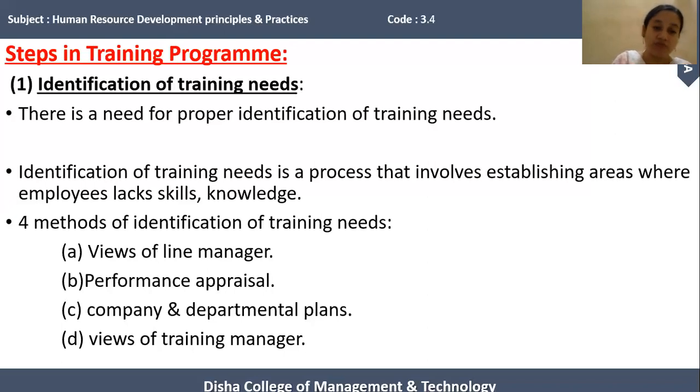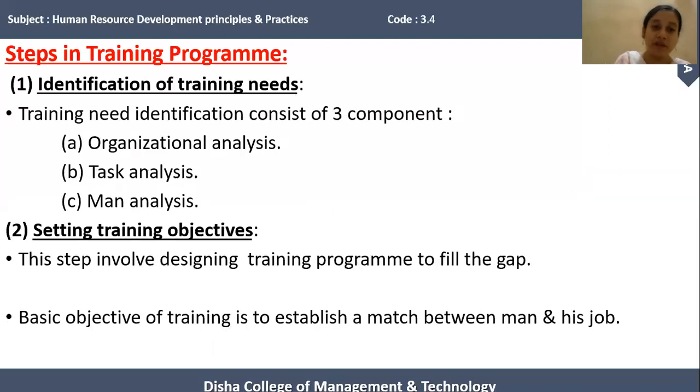Next is the views of the training manager. By collecting suggestions from the training manager also, training needs can be identified. So by adopting one of these methods, the HR department can identify the training requirements of the human resources.